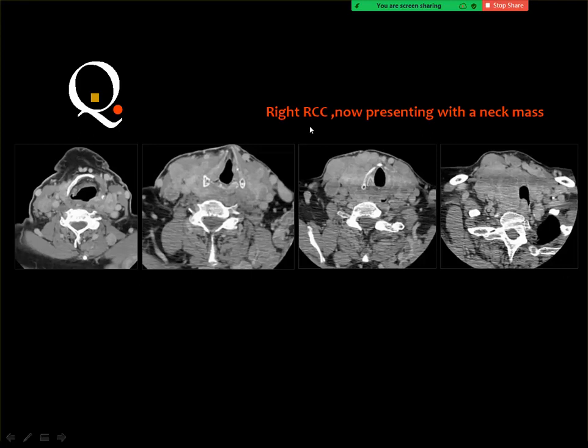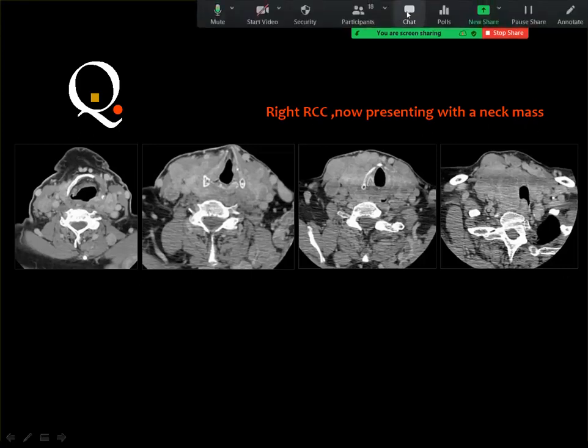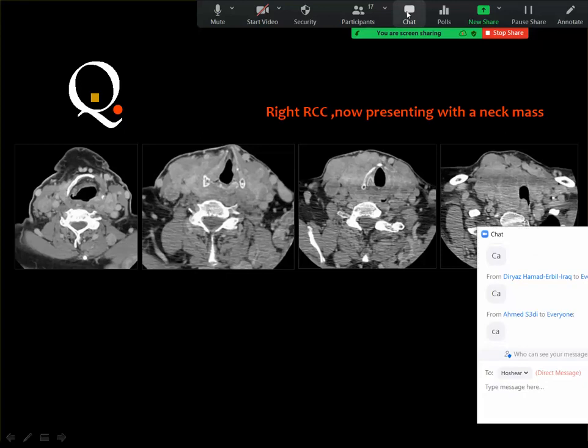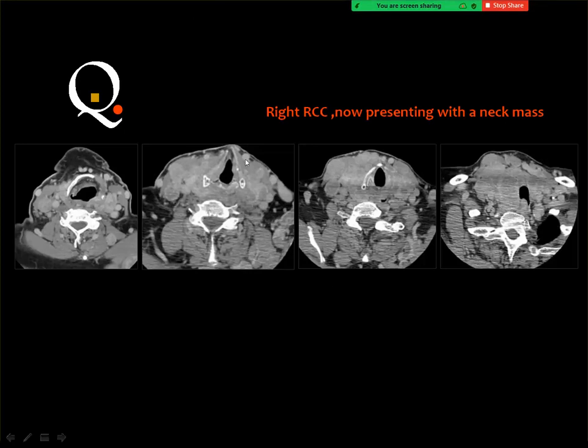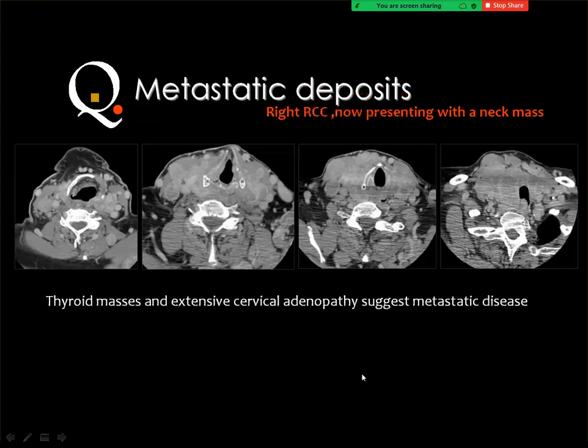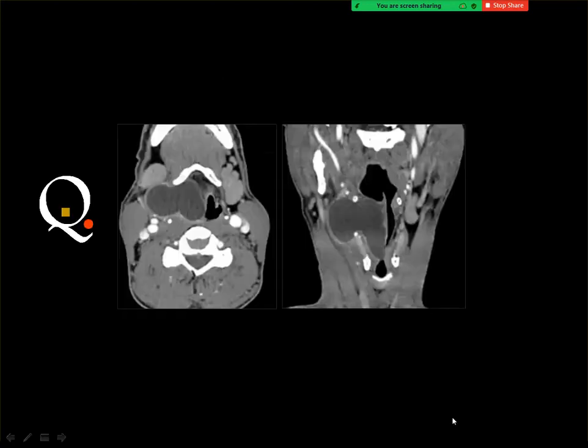This patient with renal cell carcinoma presents with a neck mass. The answer is easy. Yes, metastasis, whether metastasis in the lymph nodes, in the muscles, or in the larynx itself, all can fit as metastatic deposits, since you know that the patient had a primary malignancy. Yes, we have mentioned a similar lesion before.